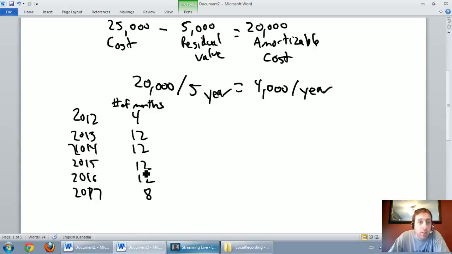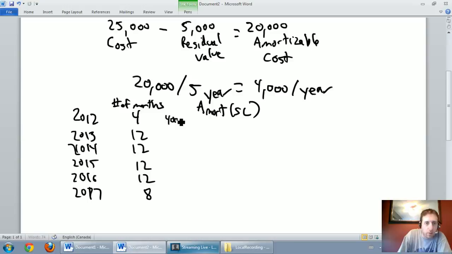Okay, so in 2012, we're going to own this asset for 4 months, and we've said the amortization rate is $4,000 a year. So let's calculate our amortization under straight line for 2012. And the math is very easy. It would be $4,000 a year, but we're not dealing with a full year. We're dealing with 4/12 of a year. So 4,000 times 4/12.